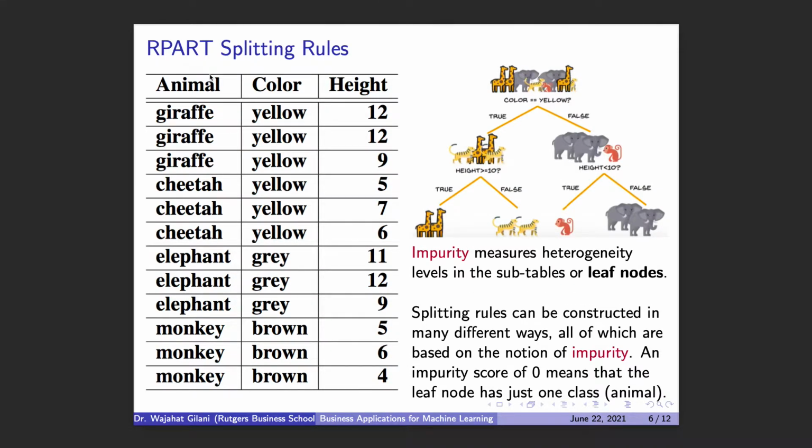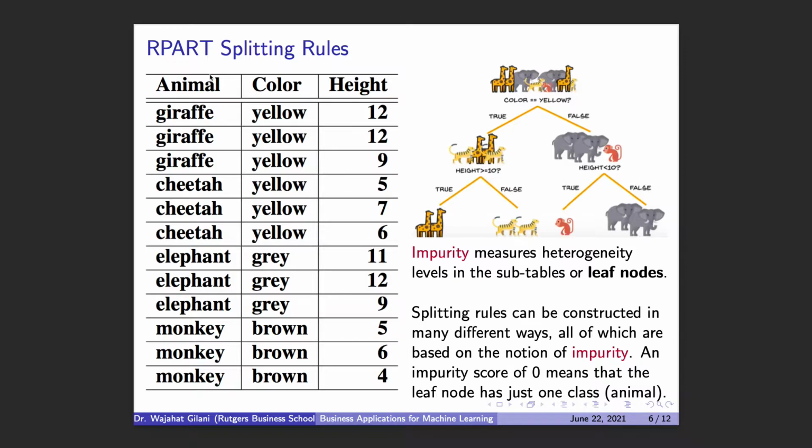Now, to the heart of this is the concept of impurity, right? Measuring the heterogeneity of each one of these data sets, right? Remember, we want less heterogeneity. We want everything as homogeneous as possible. We want to reduce our impurity as much as possible in the subtables or leaf nodes, and as soon as possible.